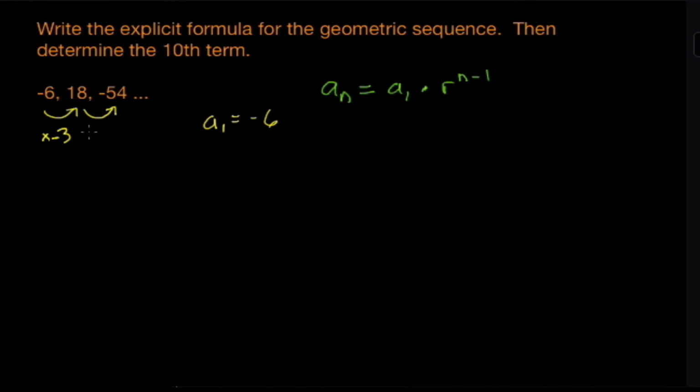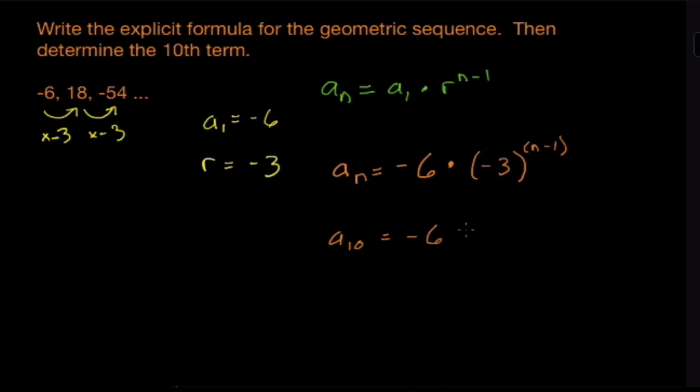Sorry, times -3, and here we're multiplying by -3, so our common ratio is -3. So now we can write the explicit formula for the sequence. A sub n equals our first term, -6, times -3 raised to the n minus 1 power. So now let's find the 10th term. A10 equals -6 times -3 raised to, in this case, 10 minus 1. That's going to be -3 to the 9th power.